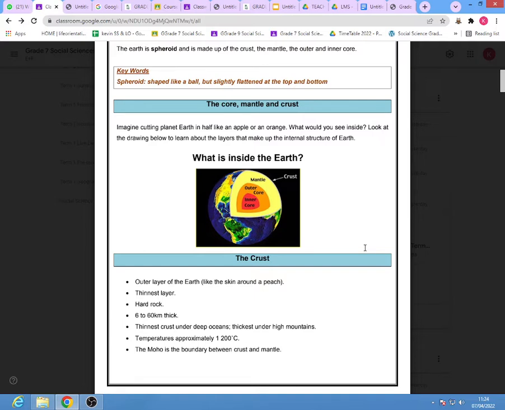So basically, if you dive into the ocean, that is where you'll find the thinnest layer of the crust. But if you go up a mountain, because it's made out of rock, it's going to be thickest around there. And then the temperature of the crust is approximately about 1200 degrees Celsius. And there's a layer that divides between the crust and the mantle, and it's called the mantle.